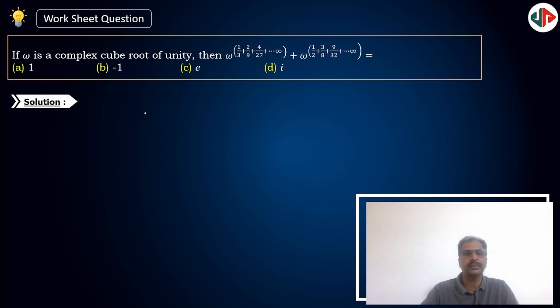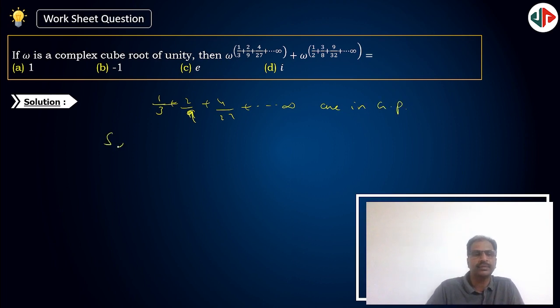Next, if omega is a complex cube root of unity, then omega to the power of 1/3 + 2/9 + 4/27 + so on up to infinity. These are in geometric progression because the common ratio is the same. What is the sum of infinite terms in a GP? a/(1 - r). a is the first term, and the common ratio is 2/3. So this is (1/3)/(1/3), which is 1.